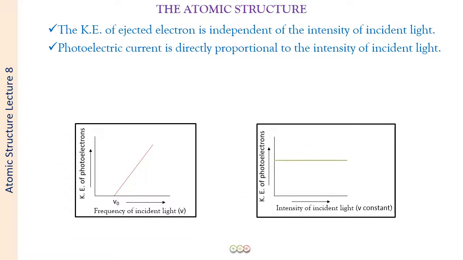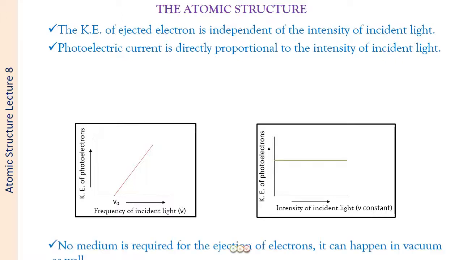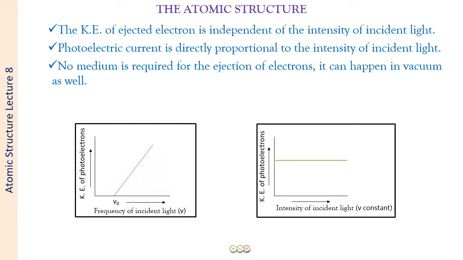Then the photoelectric current is directly proportional to the intensity of the incident light. So as the intensity of light and the number of photons increase, the number of electrons ejected increases, and hence the photoelectric current increases. No medium is required for the ejection of electrons. It can happen in vacuum as well.